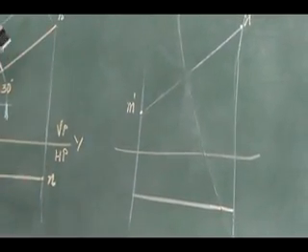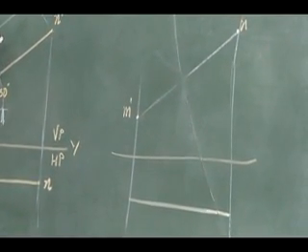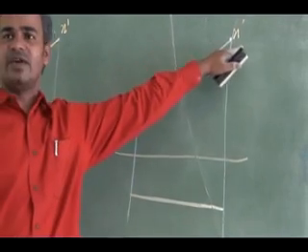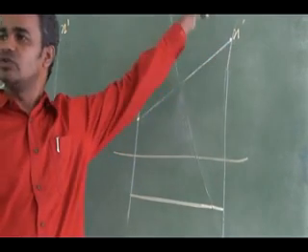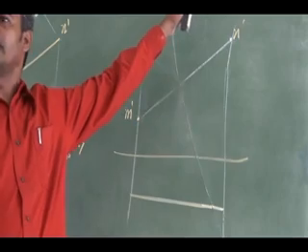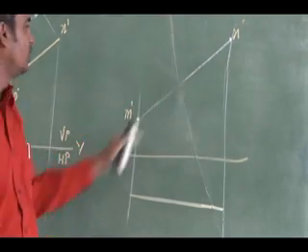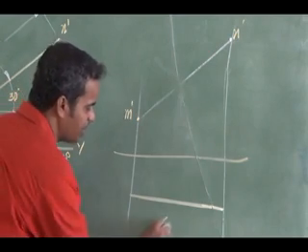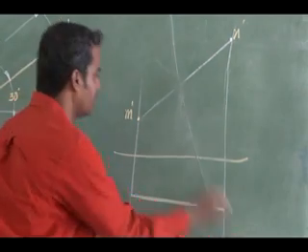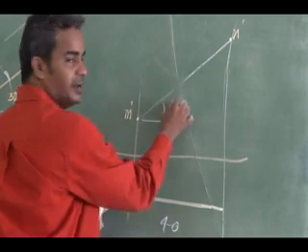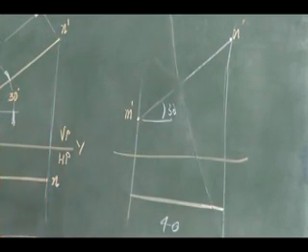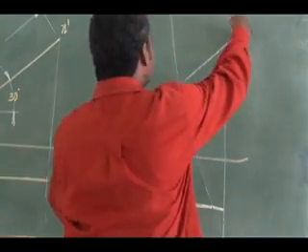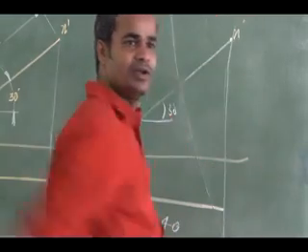So if you have a problem, the true length will not be given. Wherever it intersects the other projector, that will give you the other end. In your problem, the given data is this 40 and this angle 30 degree. You are asked to find the true length of the line. What will be the true length? You have to measure this and show the true length.